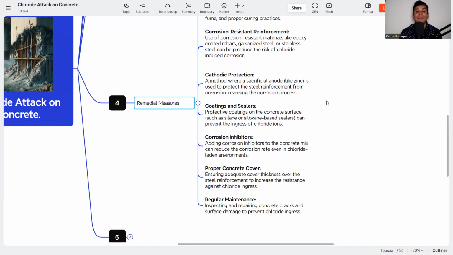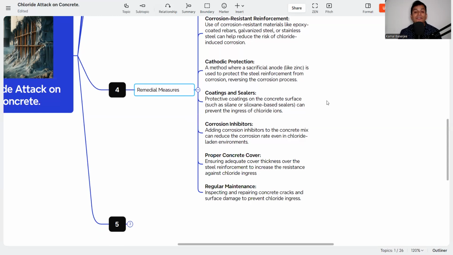Then coatings and sealers. A protective coating on the concrete surface, such as silane or silicone-based sealers, can prevent the ingress of chloride ions. So whatever method we are proposing, whatever remedial measure we are testing, the aim is that a lesser amount of chloride ion can penetrate inside the concrete. So the reaction will be very less and corrosion will not happen.